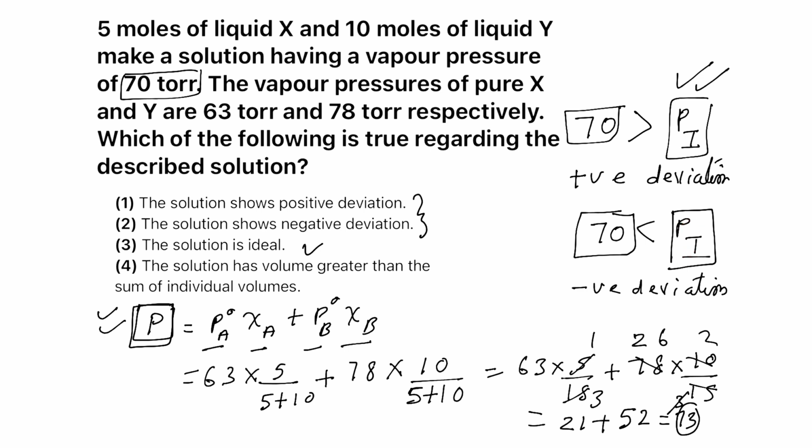Okay, 73 greater than 70. See the calculated value, assuming these two liquids are forming an ideal solution, we calculated the total pressure and that is 73. Okay, and that is greater than the actual value, which means actual value is lesser than calculated value. So negative deviation, and your answer is option 2. Hope you understand. Very, very important, okay?